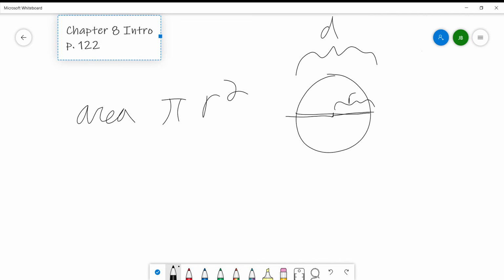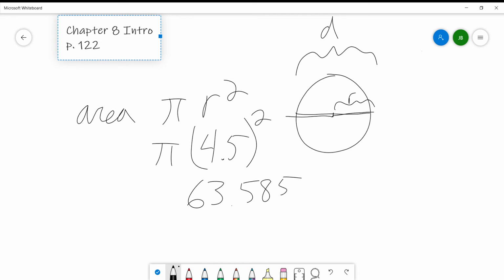The area is pi times r squared. So if the diameter is 9 inches, that means the radius is 4.5. 4.5 times 4.5. I will let you use your calculators. 4.5 times 4.5 times pi, or 3.14. It will equal all this junk right here, 63.585 inches squared. Label our stuff.